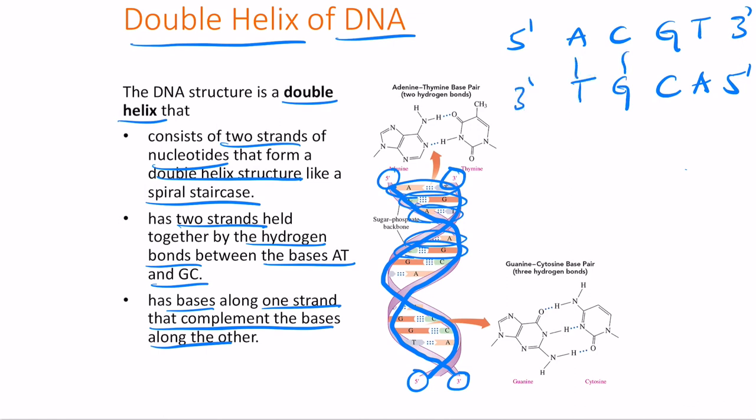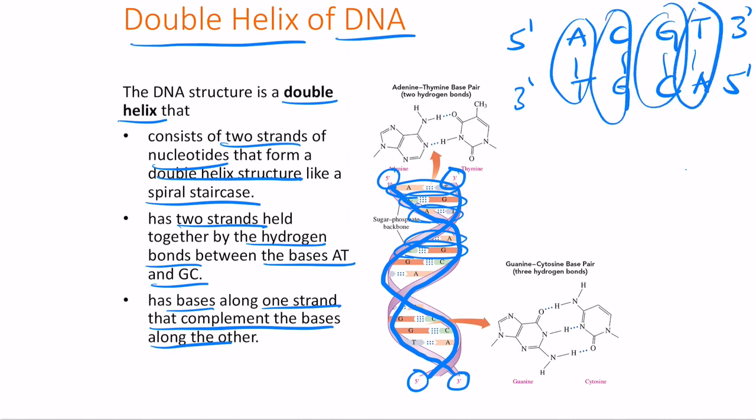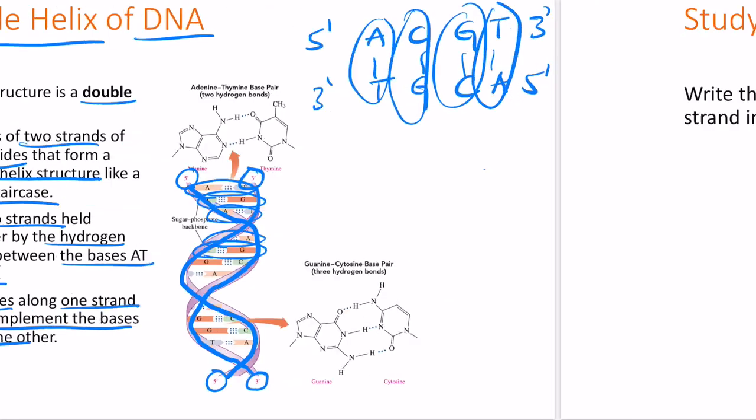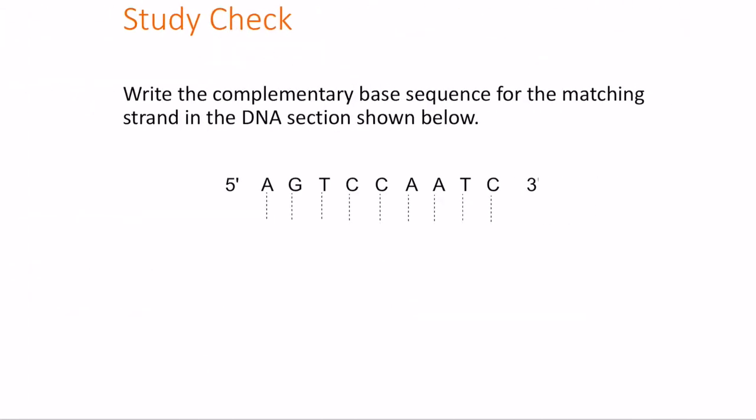So remember that this bonding should always be with a complementary pair. So one strand complements the other strand. So this is the idea behind the structure here. So try this one. Pause the video right here. Remember that A should bond with T and G should bond with C. So pause the video here and try to determine the complementary chain.